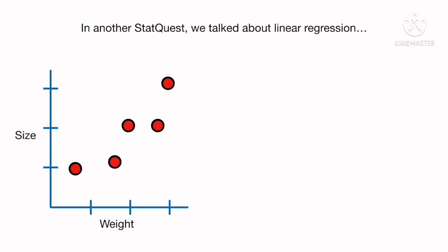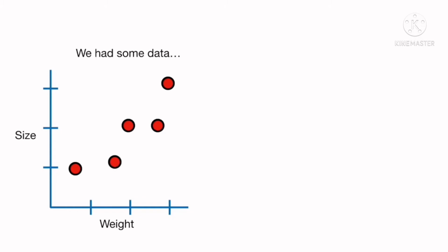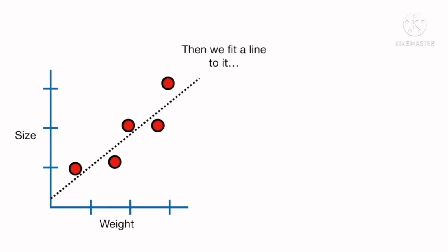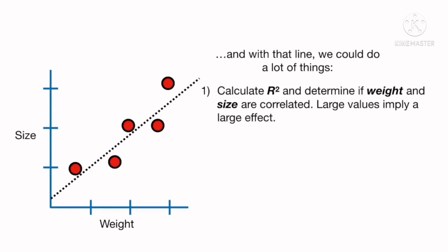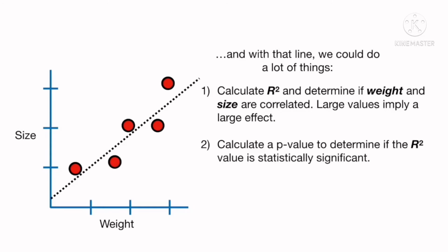In another StatQuest, we talked about linear regression. We had some data, weight and size. Then we fit a line to it. And with that line, we could do a lot of things. First, we could calculate R squared and determine if weight and size are correlated. Large values imply a large effect. And second, calculate a p-value to determine if the R squared value is statistically significant. And third, we could use the line to predict size given weight.